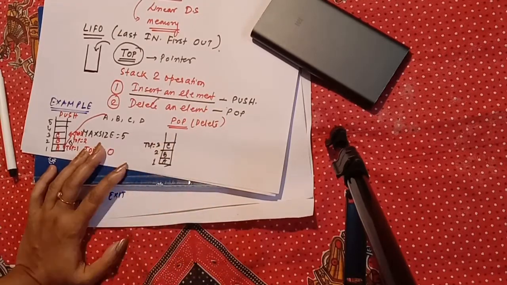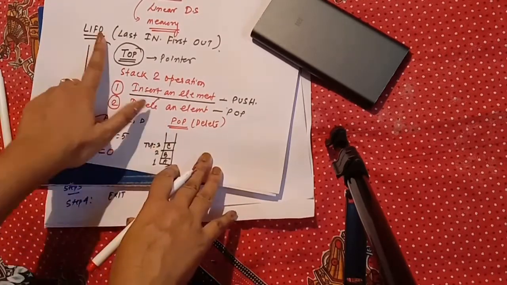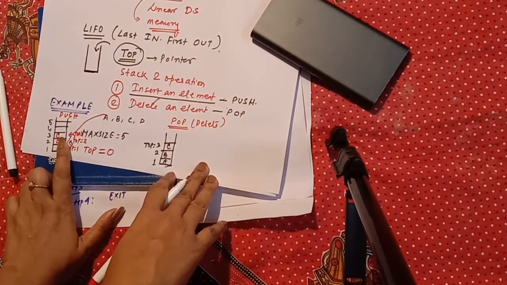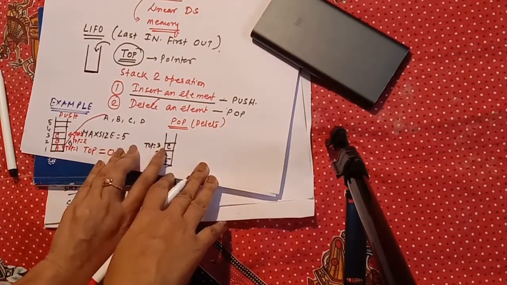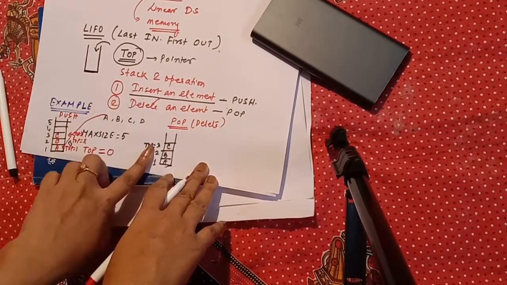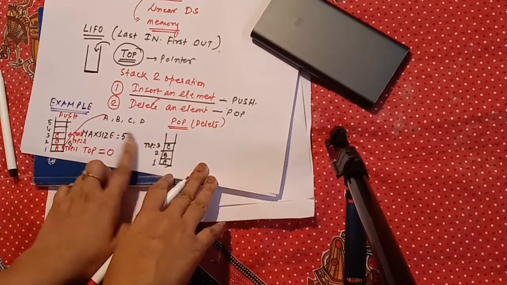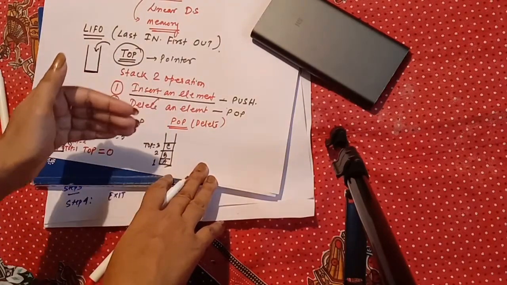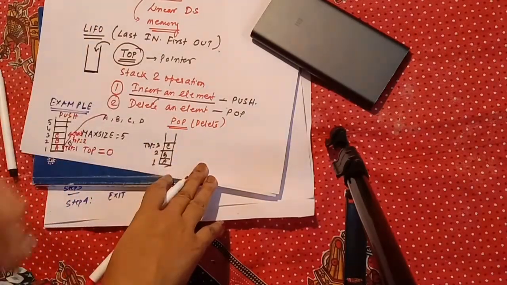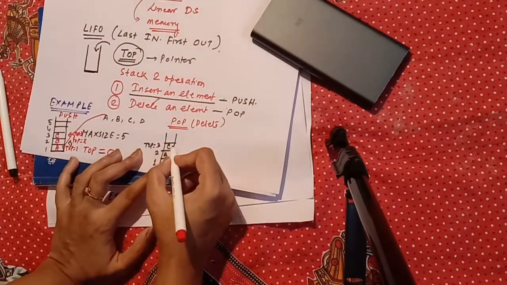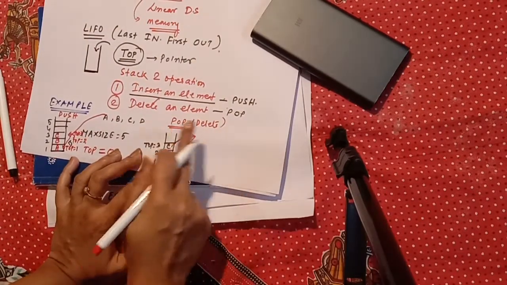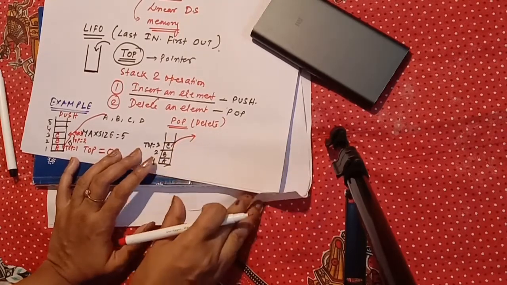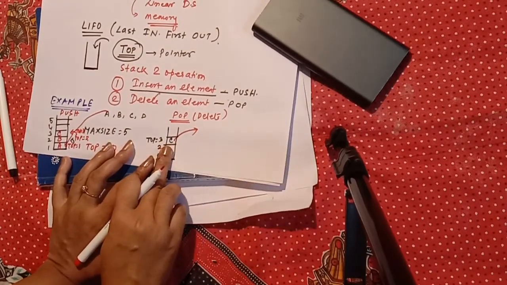Since the stack is a LIFO structure, the last element which is inserted, we have seen, is C. So we have to first remove the element C. That is, the last element is the one which is deleted first, the last element is the one which will go out first. So first we will delete the top element of the stack. Now the top element is C.